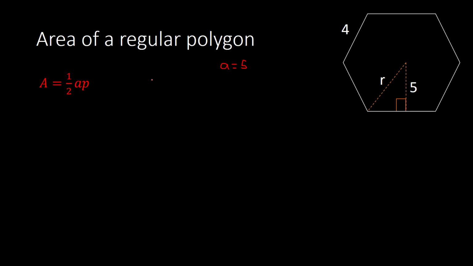And then we need to find the perimeter. Well, we're told that this is a regular polygon, meaning every side is the same length. So if one side is 4, then the other sides are also 4. So if we have 6 sides that are each 4 units long, the perimeter would be 6 times 4, which would be 24. So plugging the numbers in, I have area equals 1/2 times 5 times 24, which when you multiply would give me 60.